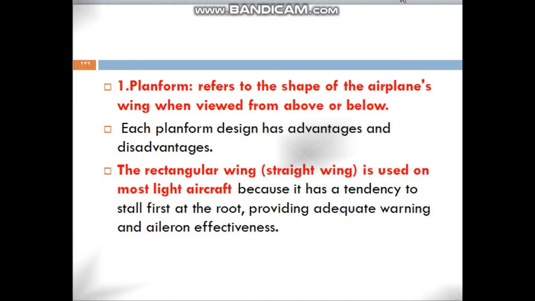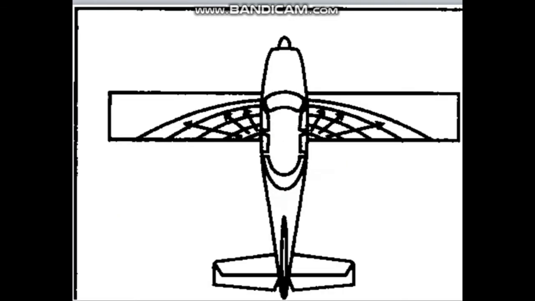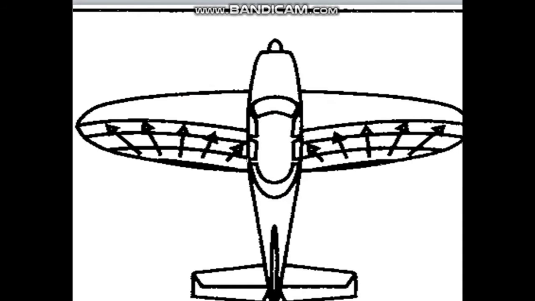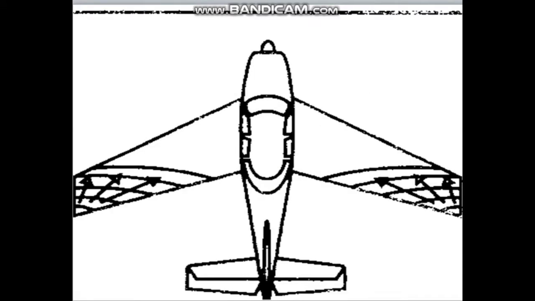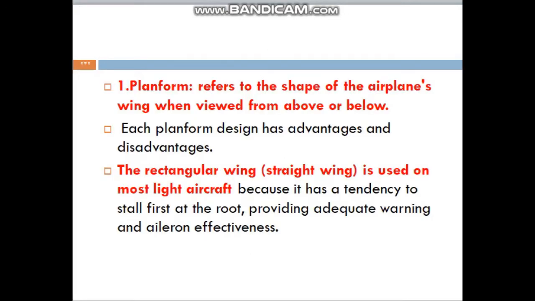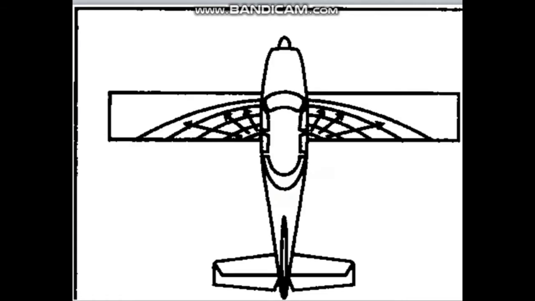Plane form refers to the shape of the airplane's wing when viewed from above or below. Each plane form design has advantages and disadvantages. The first one is rectangular, this is the round, and this is the triangle. The rectangular wing is used on most light aircraft because it has a tendency to stall first at the root, providing adequate warning and aileron effectiveness. This is the rectangular.